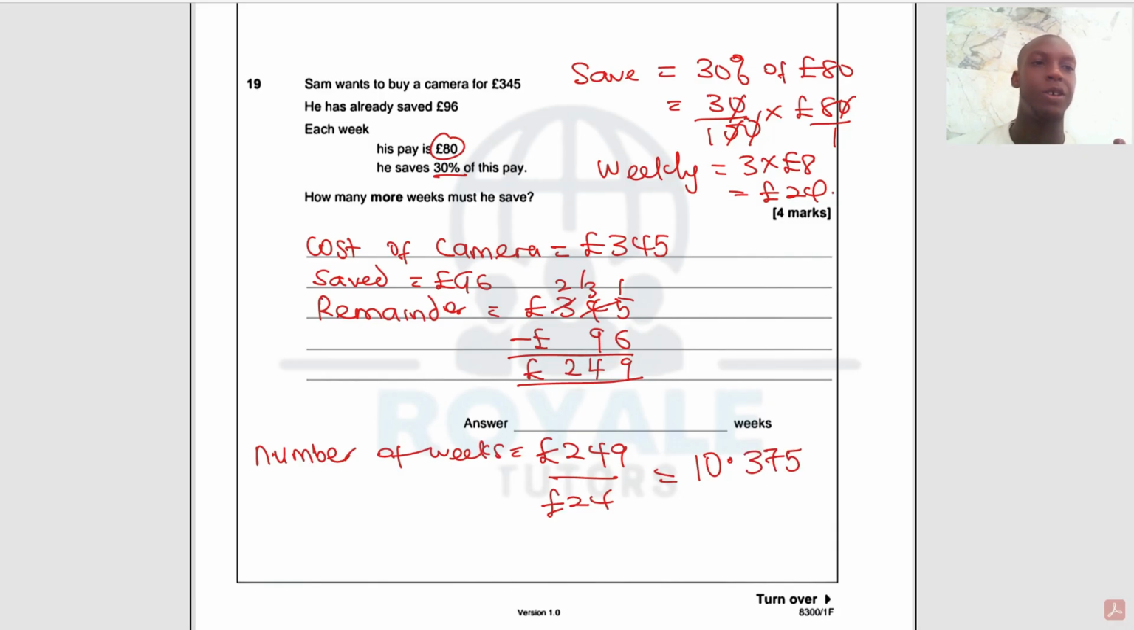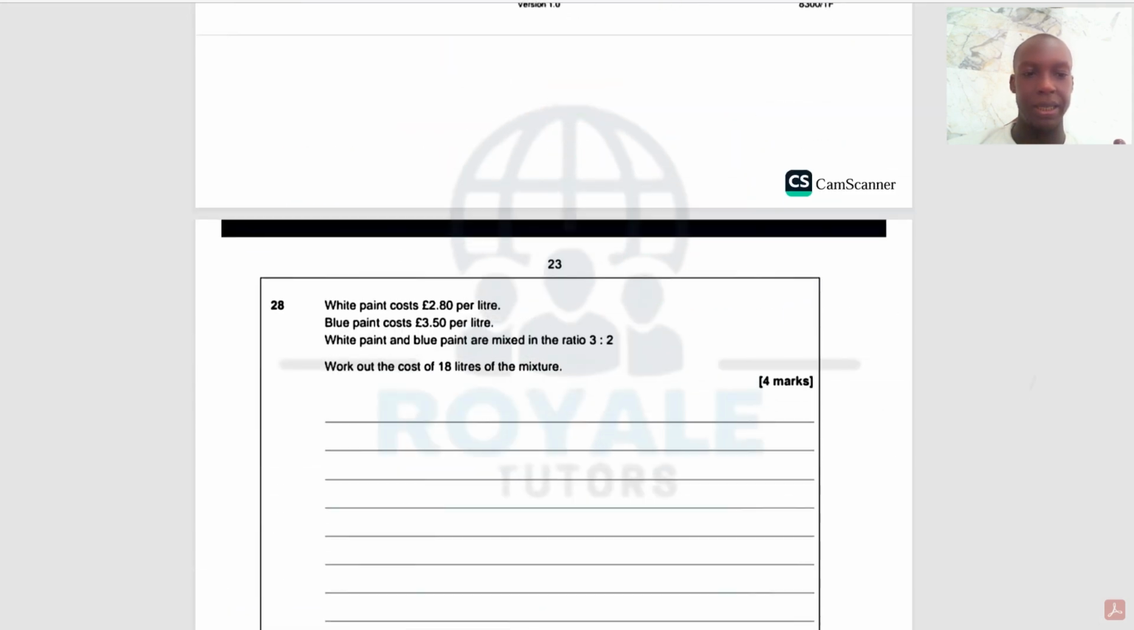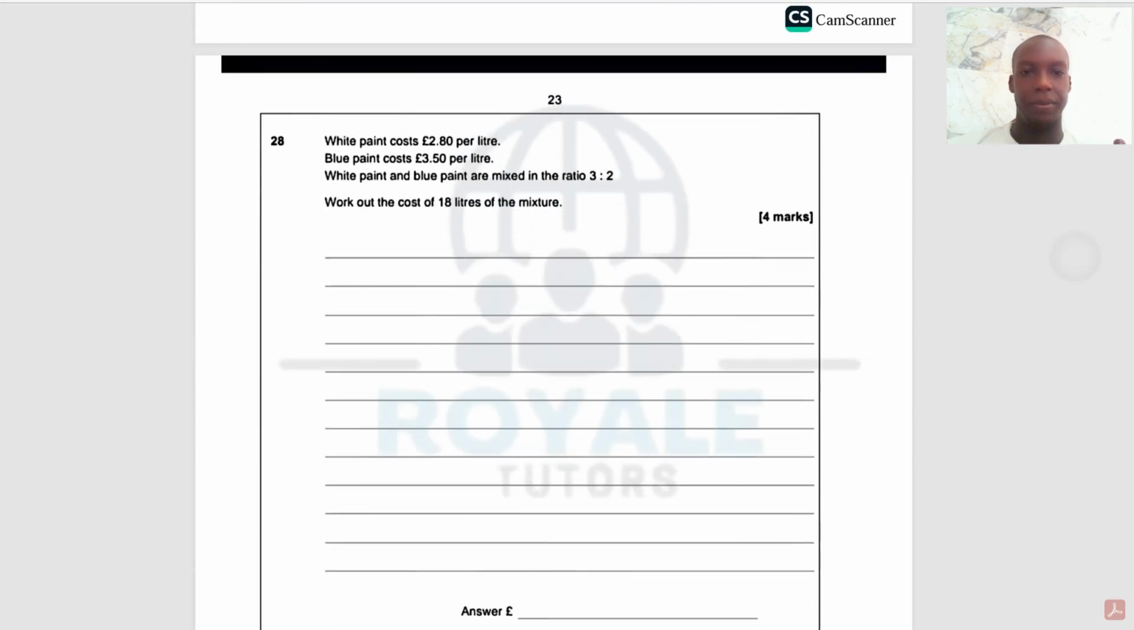Of course, we cannot have 0.375 weeks. So it has to be that approximately it is going to be 11 weeks. That's what he's going to use to save the remaining amount of money that is supposed to complete the payment for the camera. I believe that is very clear. All right. So let's delve again onto the next question.